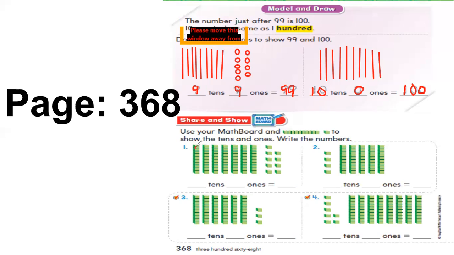So we have 1, 2, 3, 4, 5, 6, 7. So I have 7 tens and 1, 2, 3, 4, 5, 6, 7, 8, 9. So I have 9 ones. So what's the number it makes? 7 and 9 makes 79. 7 and 9 make 79.